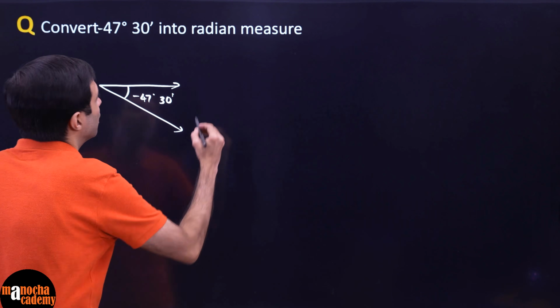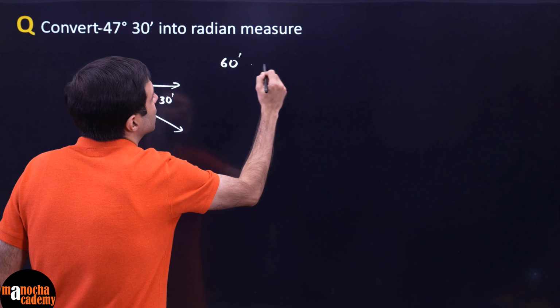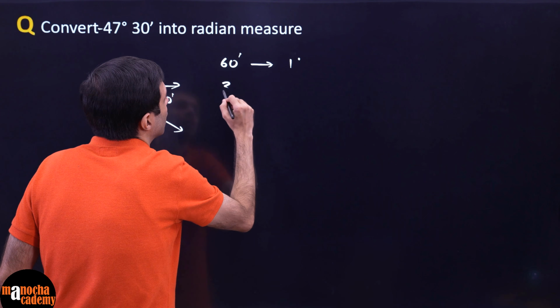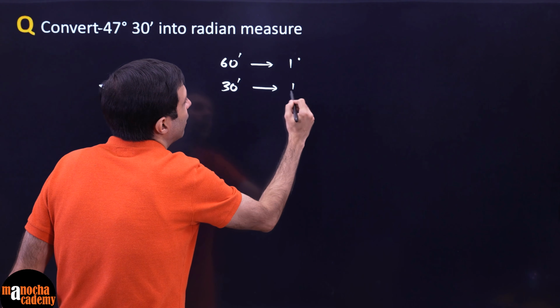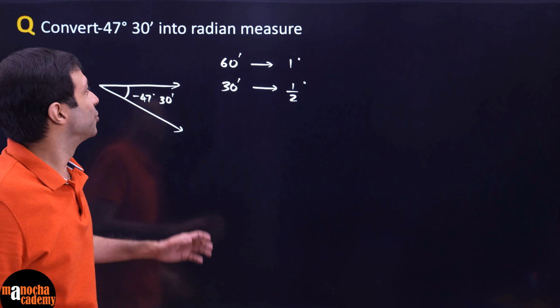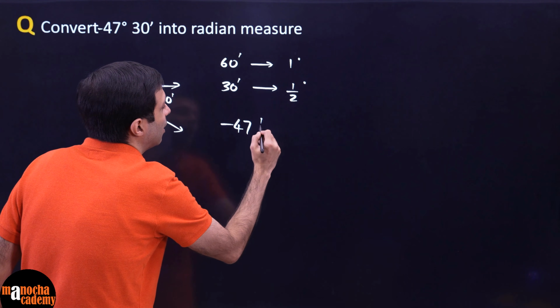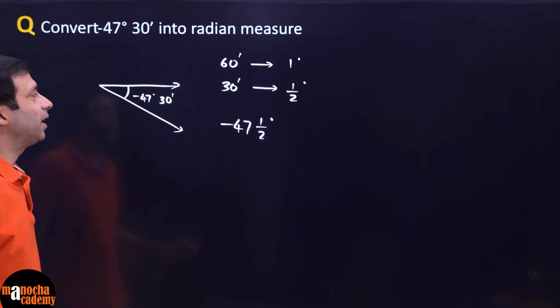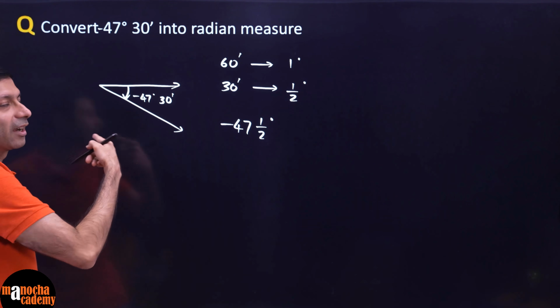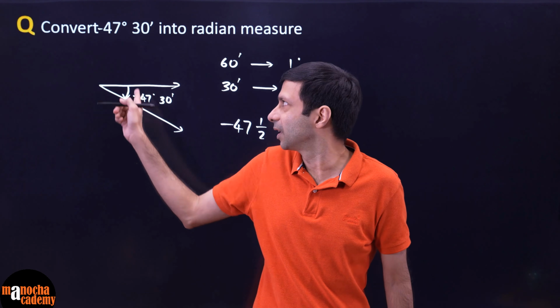What is the conversion? We know that 60 minutes is 1 degree. So 30 minutes is going to be half a degree, right? So what is this angle that we've been given here? It is minus 47.5 degrees. And keep the negative sign because it indicates that the angle is downwards over here as shown.